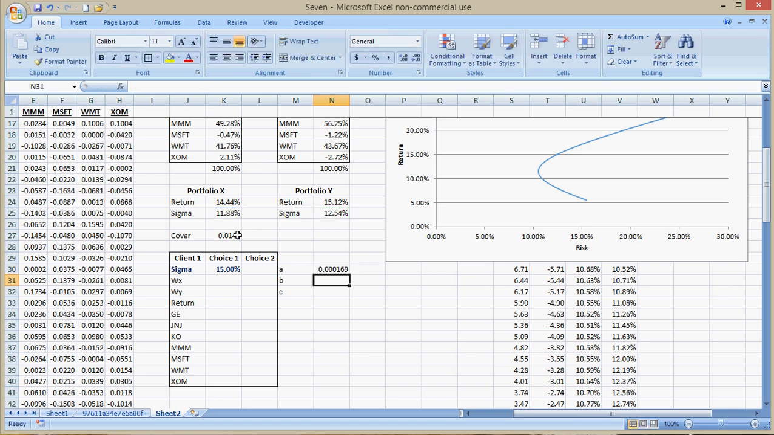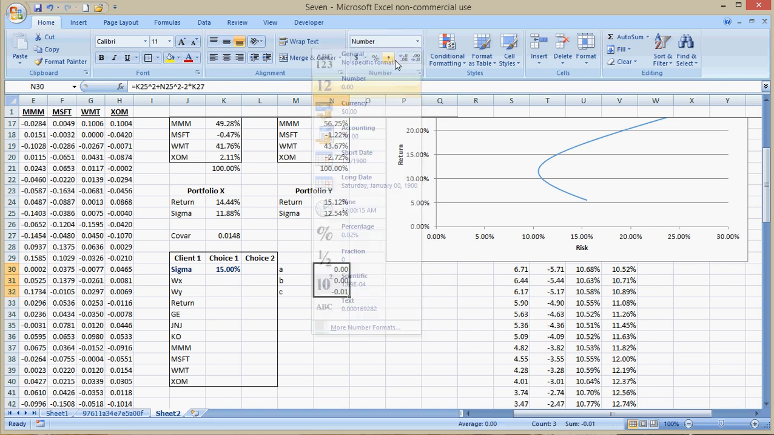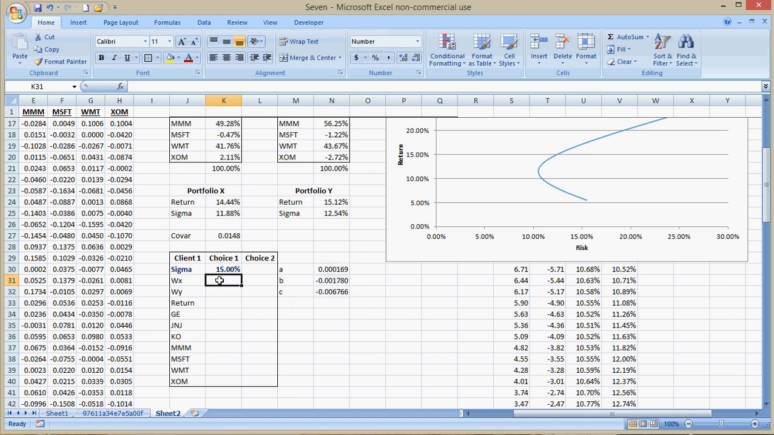For B, it's going to be equal to 2 times the covariance minus 2 times the variance of Y. And then for C, it's going to be equal to the variance of Y, so this squared, minus what the client wants, their variance, which would be the volatility squared. I'm going to put all of these in a nice format to the same number of digits, just going out to 6 digits for no particular reason.